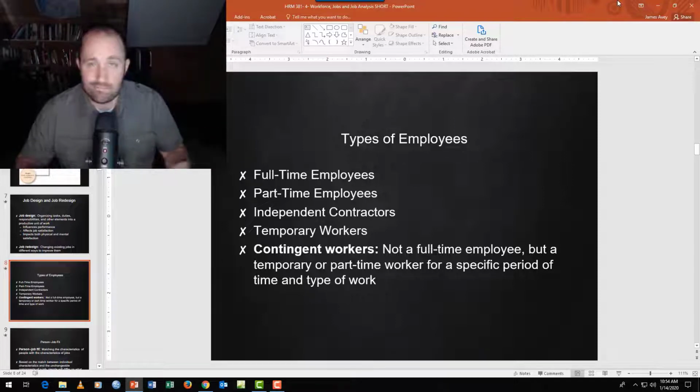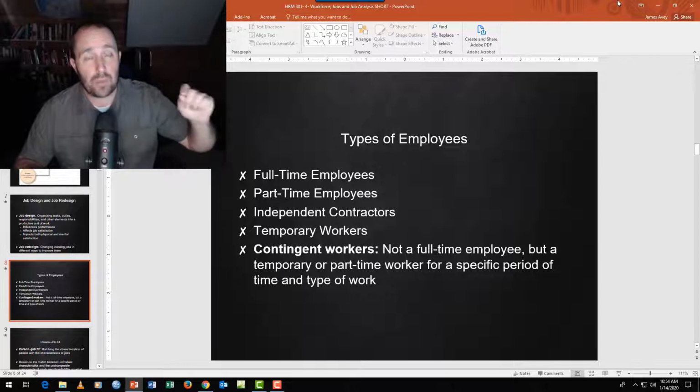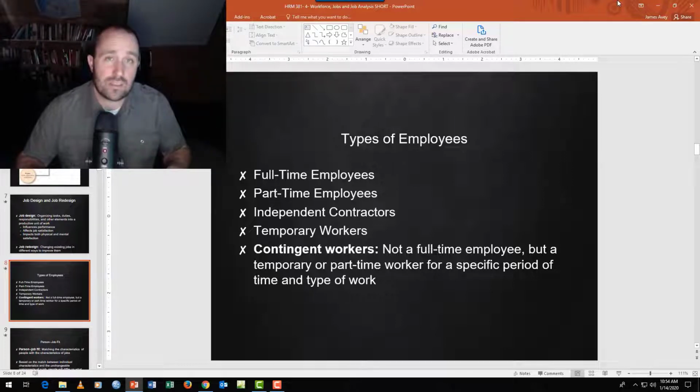There's a part-time employee, kind of the same thing, works less hours. An independent contractor means they are contracted with the organization. That's different than being a direct employee. So an independent contractor, for instance, is much easier to think of like the person who's building your house.